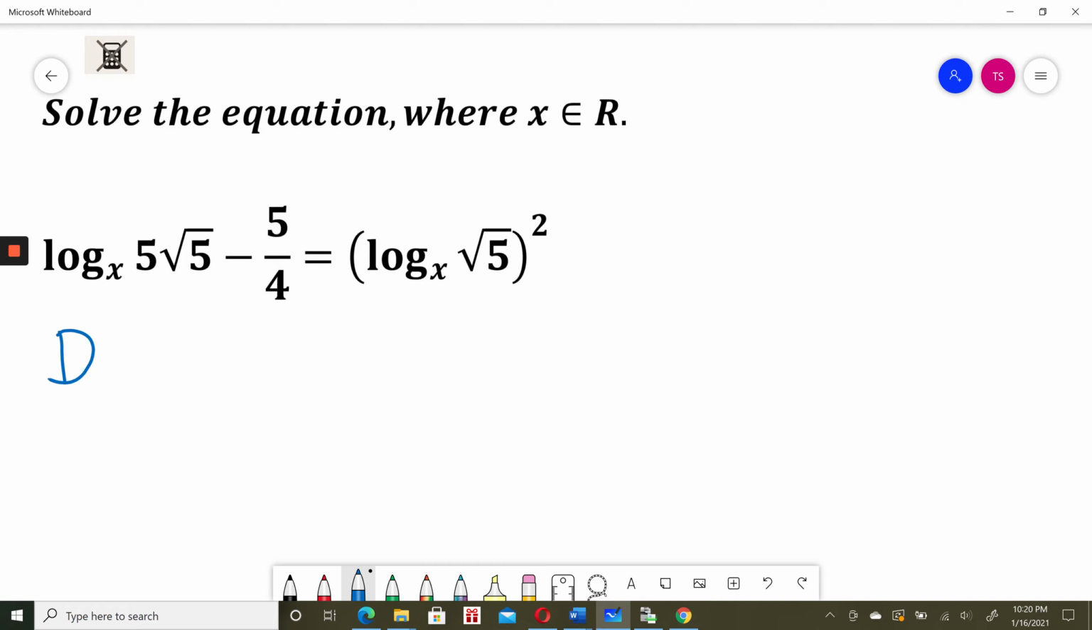First, I'll write the domain. Because of log base x, x has to be positive, and also x cannot be equal to 1. That's the domain.